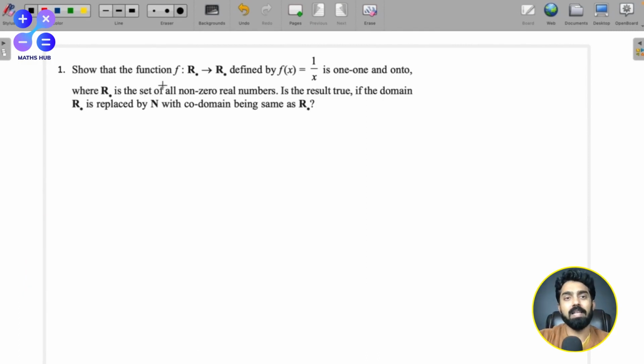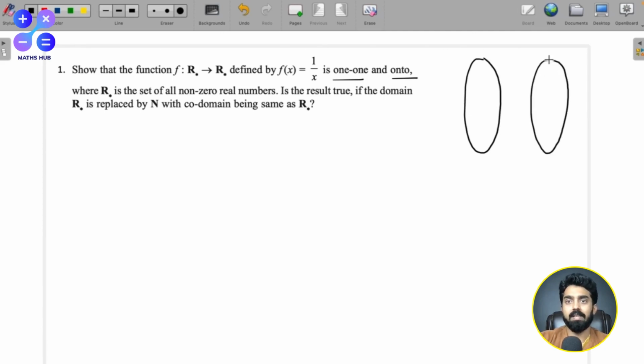So let's look at the first question. Show that the function f from R star to R star defined by f of x equals 1 by x is one to one and onto, where R star is the set of all non-zero real numbers. Is the result true if the domain R star is replaced by N, with the codomain being the same R star?